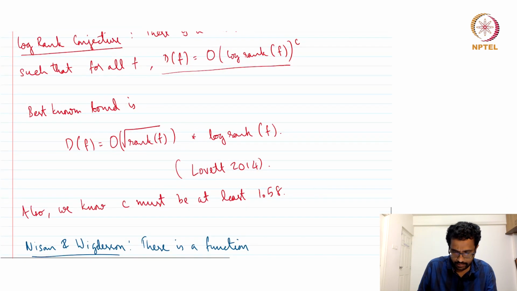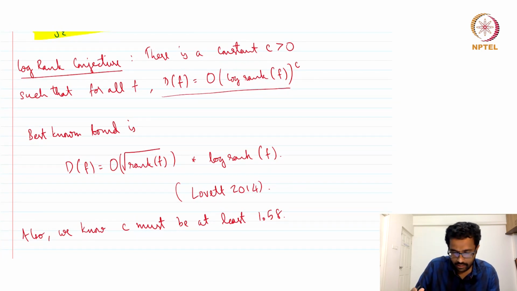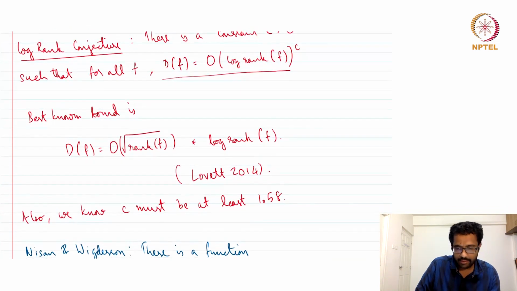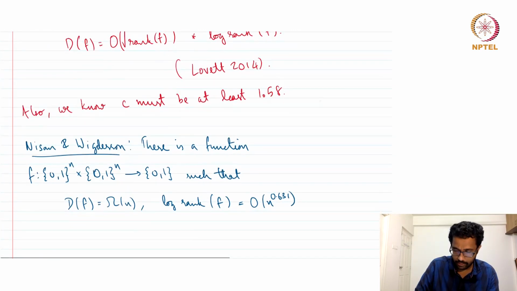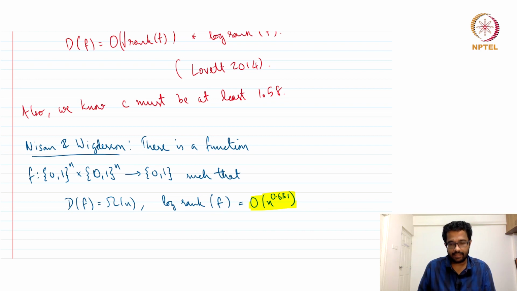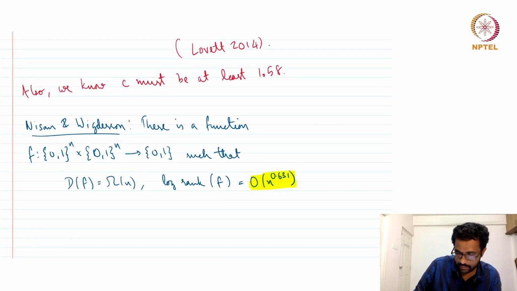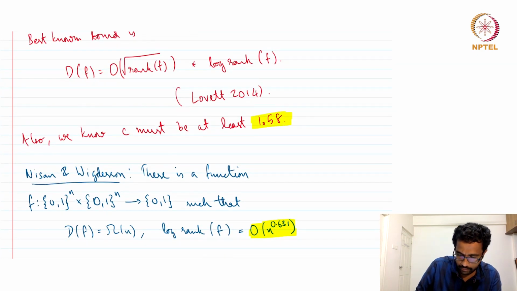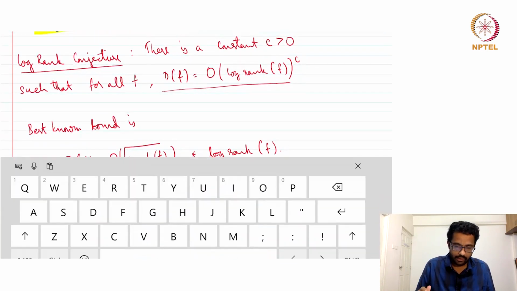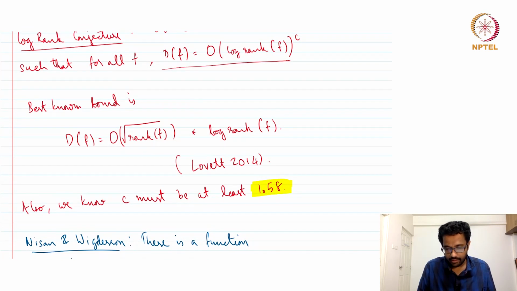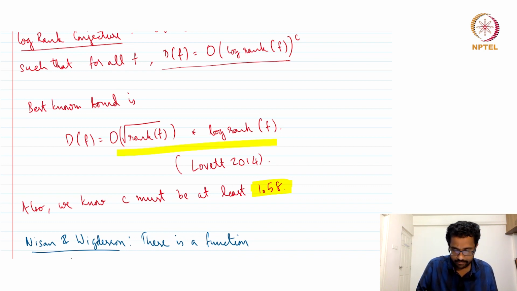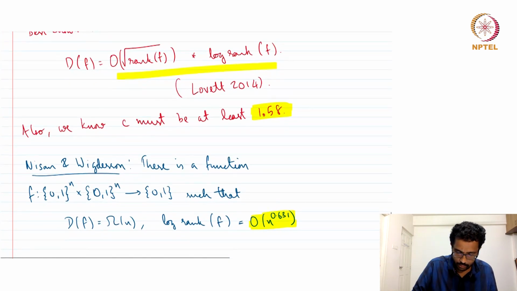One thing that is known is that there are functions where the deterministic communication complexity is n, and log rank of f is at most n to the power 0.631. So log rank is at most n^0.631, and deterministic communication complexity is at least n. This means that if the log rank conjecture is indeed true, the c should be at least enough that the power becomes at least 1. The value turns out to be 1.58. So if the log rank conjecture is true, then c must be at least 1.58. There have been some series of works, but the best known bound is what I stated above by Lovett, and we know that c must be at least 1.58, and that is what is known.